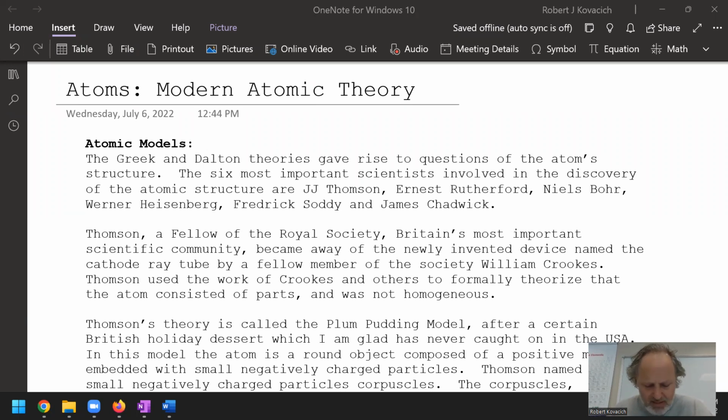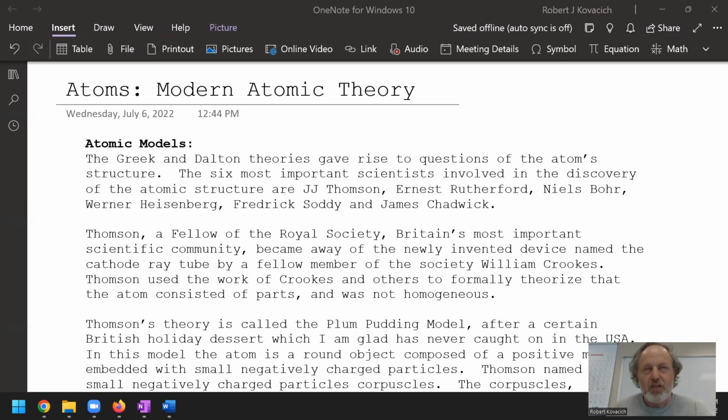So the six most important scientists with this are going to be J.J. Thomson, Ernest Rutherford, Niels Bohr, Werner Heisenberg, Frederick Soddy, and James Chadwick. I'm only going to briefly talk about Niels Bohr and Werner Heisenberg because we're going to talk about them for an extended period of time when we get to chapter 6.